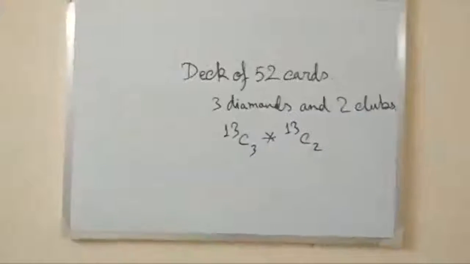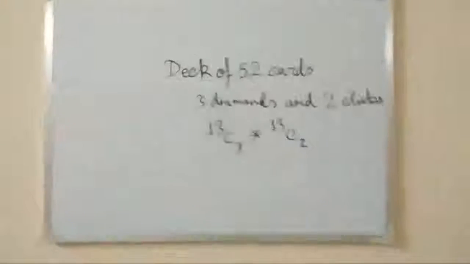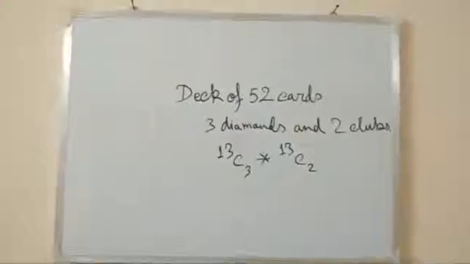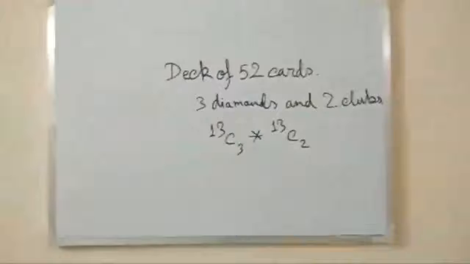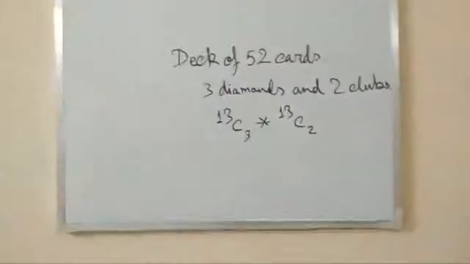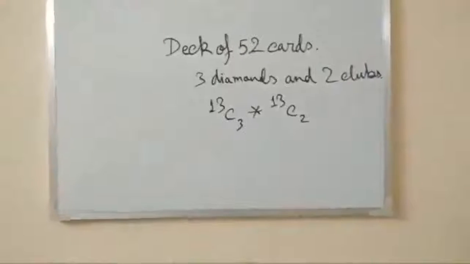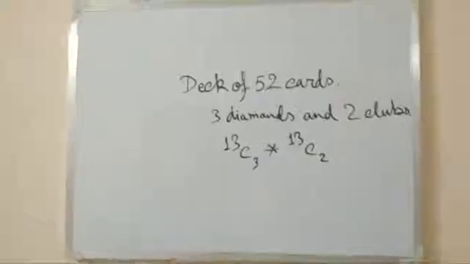So 4 into 13 is 52 cards altogether, and out of which we need to choose 3 diamonds and 2 clubs. In how many ways is it possible? So the answer will be, of course, 13 choose 3 multiplied by 13 choose 2. I hope you people got this. Fine.